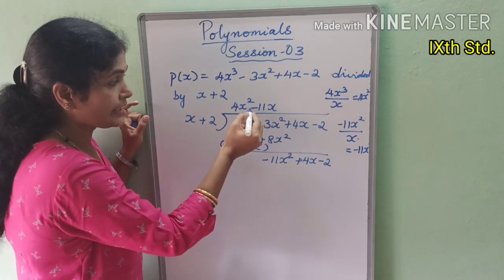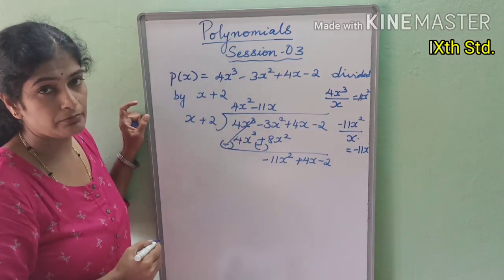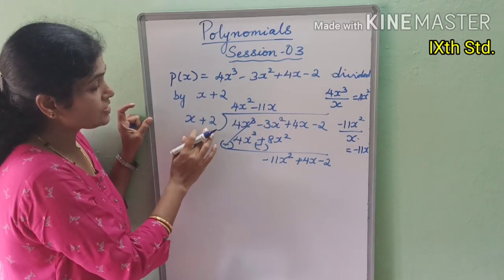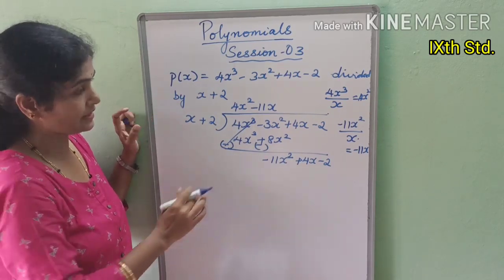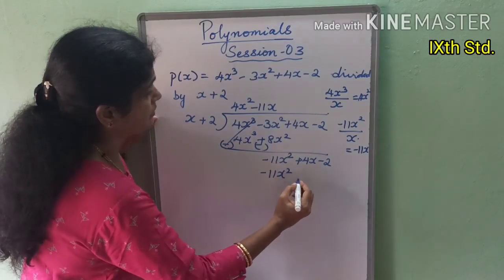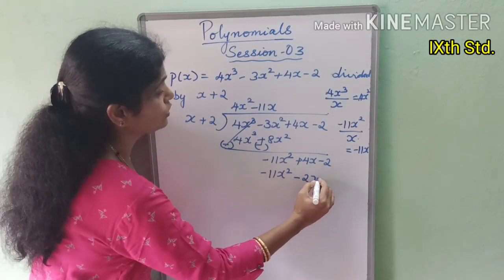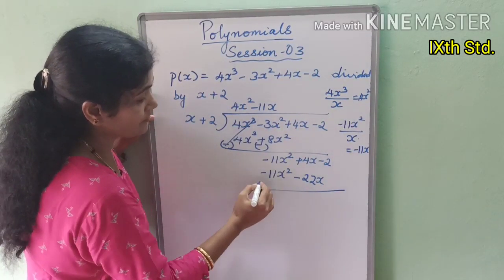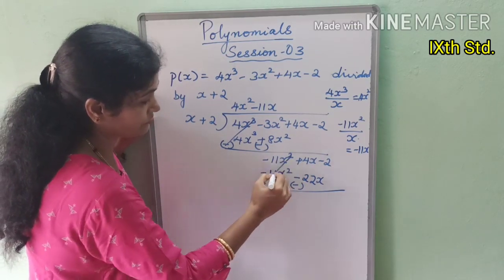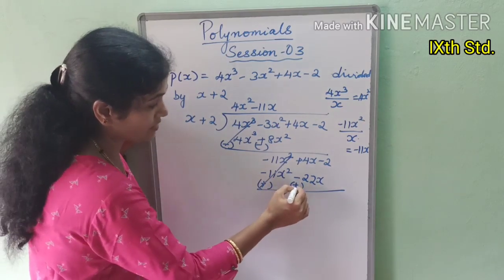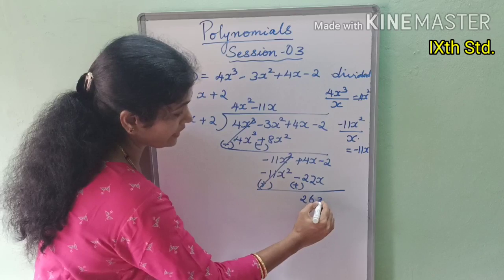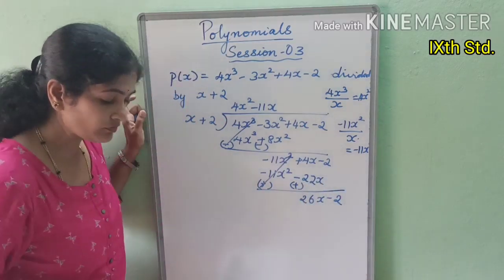So again, this second term, minus 11x, will be multiplied by each and every term of the divisor. So what you are getting is minus 11x square minus 22x. Same terms, so subtraction we will do, sign will change, right? This becomes plus. Then here it becomes 26x minus 2, right?